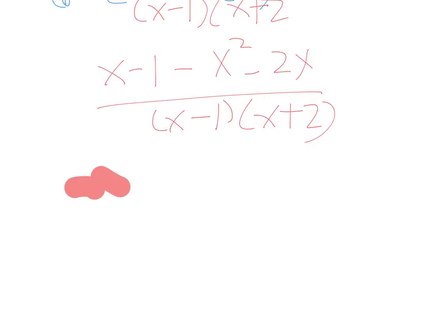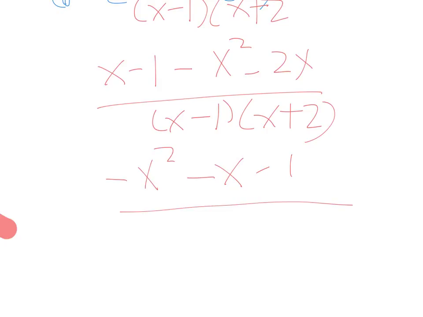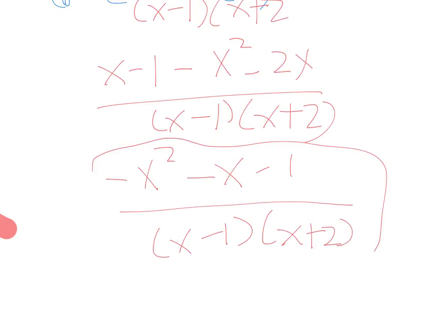Let me erase that real quick, I got it off to the corner so it's out of the way. So now we can combine like terms, minus 2x and then positive x. That would be minus x minus 1 and then minus x squared, all over x minus 1 times x plus 2. And there's your answer. Because to my knowledge, we can't simplify that anymore.